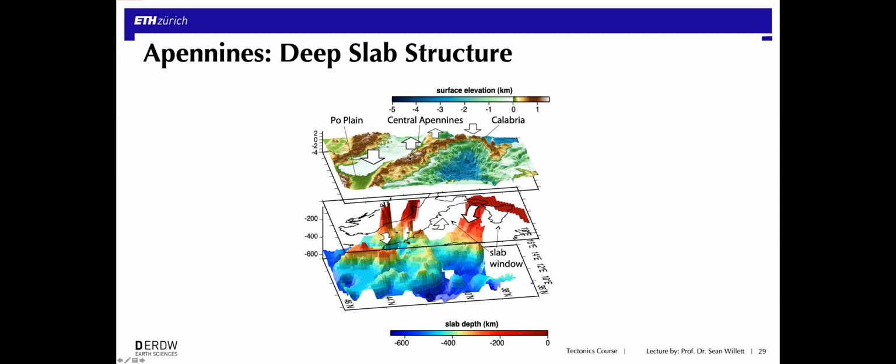And interestingly, the central Apennines are the highest part of the mountain range, and they're also the region that has the highest rate of extension. Most of the earthquakes, the normal faulting, is occurring in this part of the central Apenninic system. So the argument here is that in fact the slab has broken off.